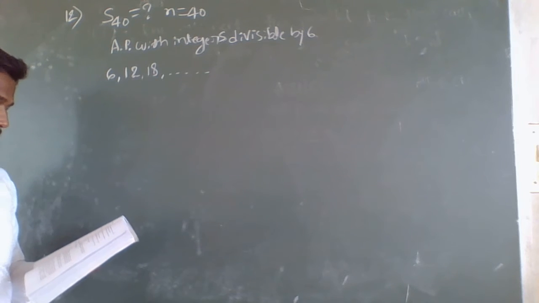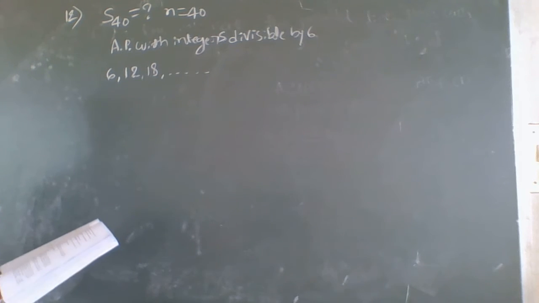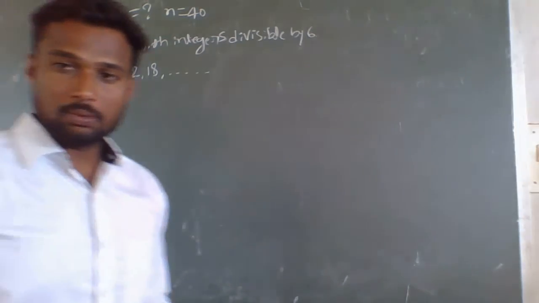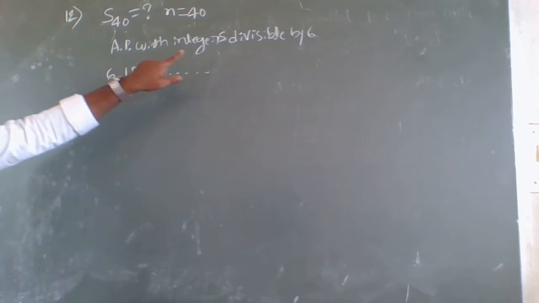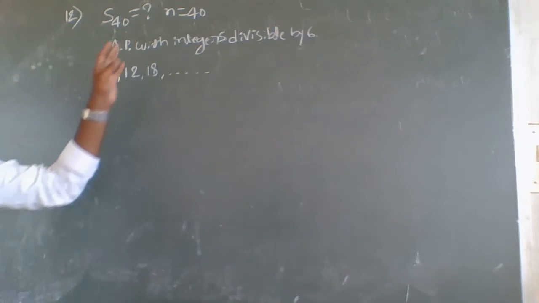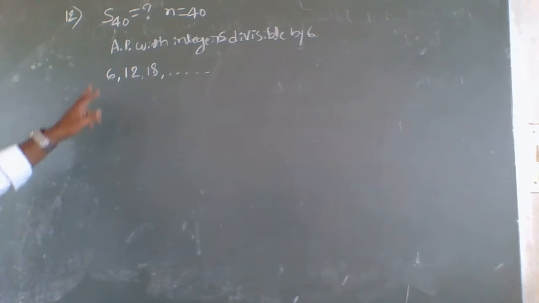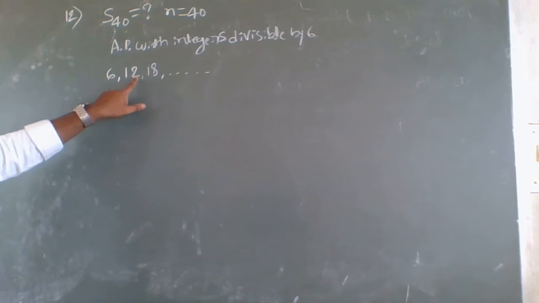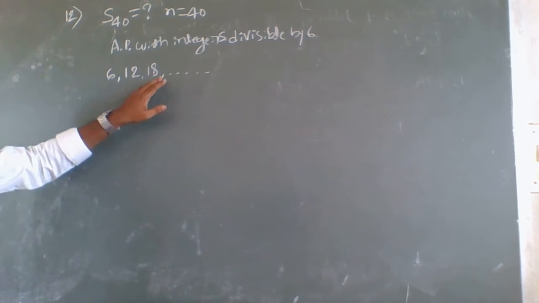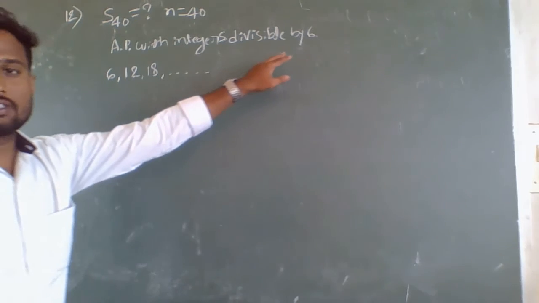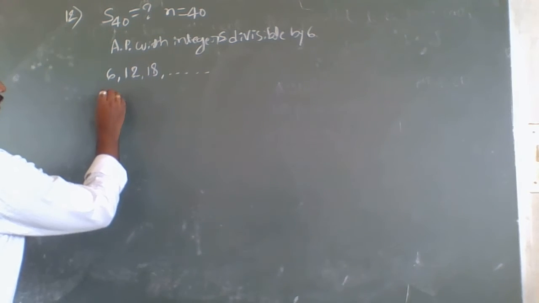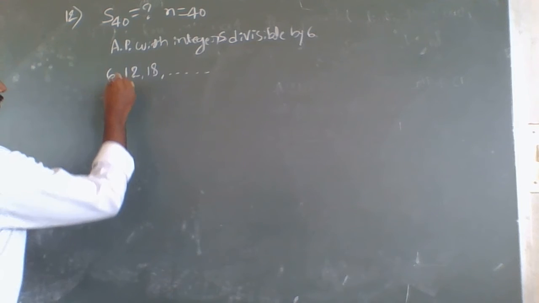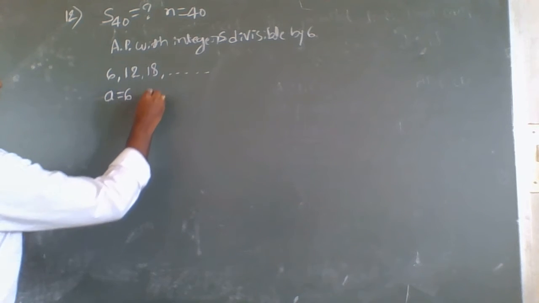Find the sum of the first 40 positive integers divisible by 6. Now I can write the AP, arithmetic progression, with integers divisible by 6. Integers divisible by 6 means multiples of 6 only: 6, 12, 18. Now by using this AP I can write the A value. What is the A value here? A means the first value only, so A is 6.